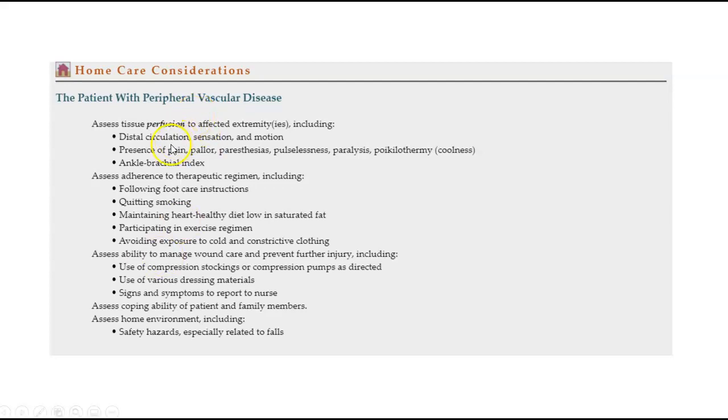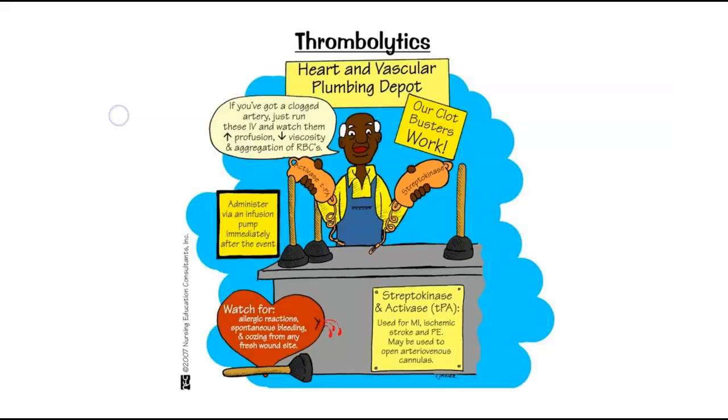And then this comes right from your book, but I thought it did a good job of summarizing things that you need to be aware of, and this can help guide your education at home. It's things that we can teach about assessing for good tissue perfusion, depending on what their treatment is, knowledge of treatment, knowledge of good wound care, how to prevent any type of injury, coping, and then any safety hazards that may be present in the home and how to avoid falls.